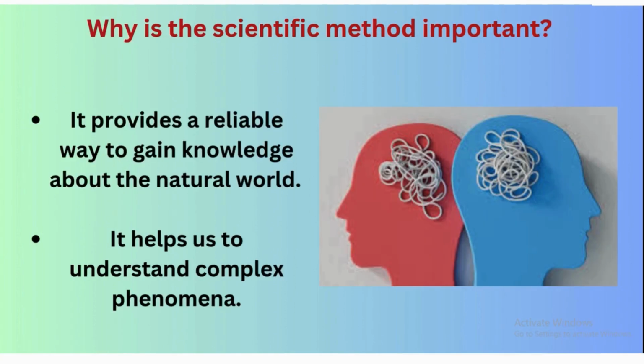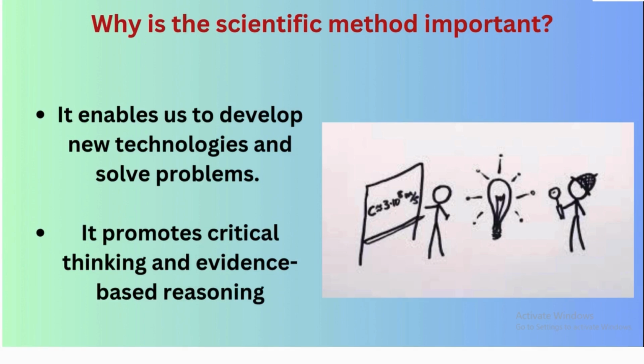Now we discuss the importance of the scientific method. The first importance is that it provides a reliable way to gain knowledge about the natural world. Second, it helps us understand complex phenomena. Third, it also enables us to develop new technologies and solve problems. And fourth, it promotes critical thinking and evidence-based reasoning.